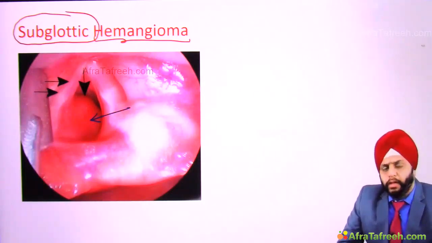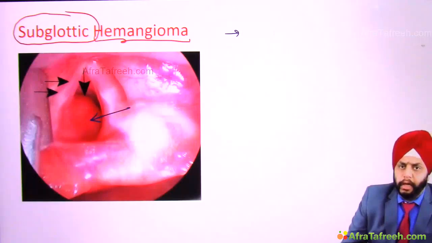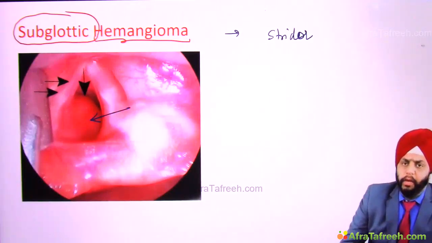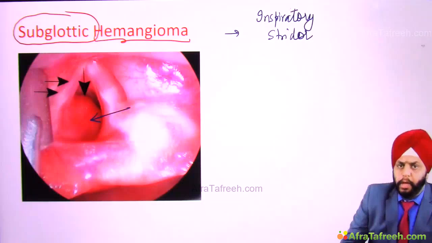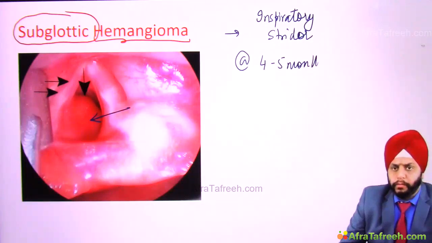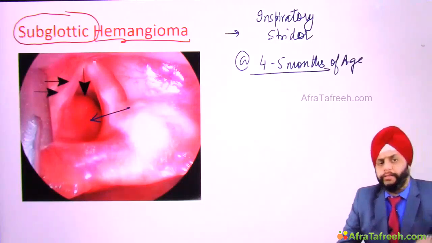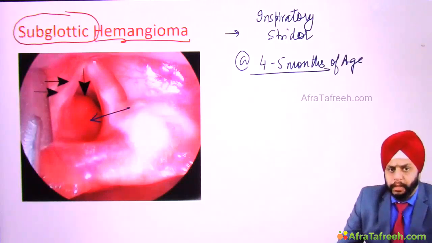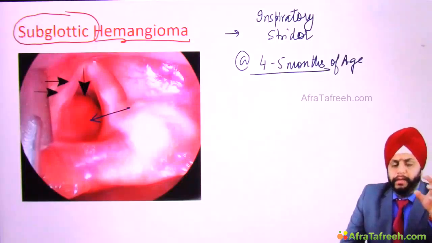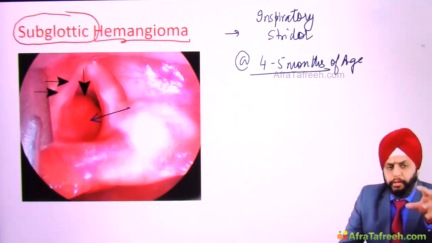Now as you can see very well, this mass is blocking the airway, so the patient presents with stridor. Okay, what kind of stridor? Patient has inspiratory stridor. Now, when does the child have stridor? The child has stridor at 4 to 5 months of age. Okay, why 4 to 5 months? It's a congenital condition. Why not at birth? Okay, now you see this child when born, the hemangioma is very, very small in size. So that's the natural history.